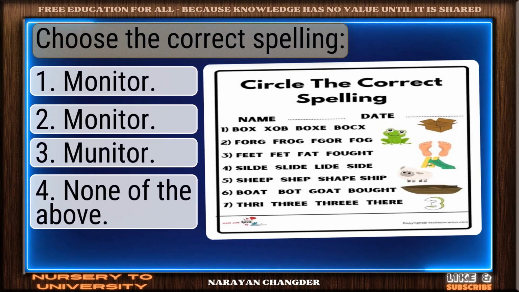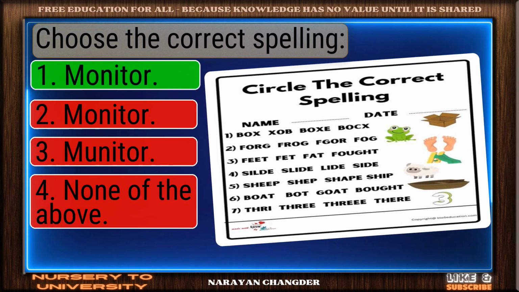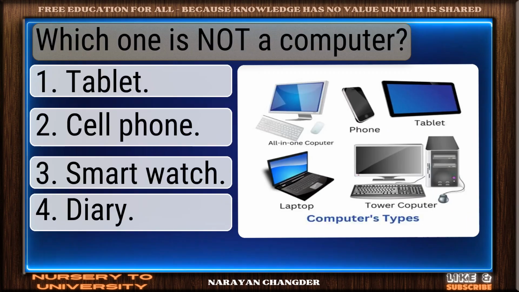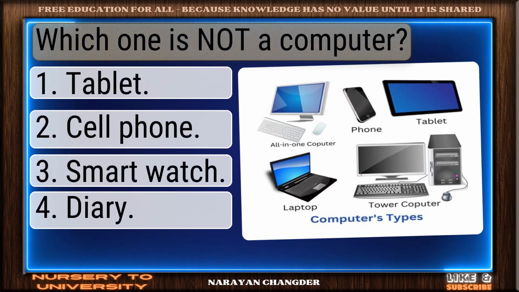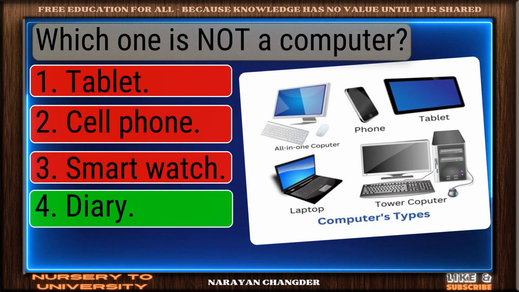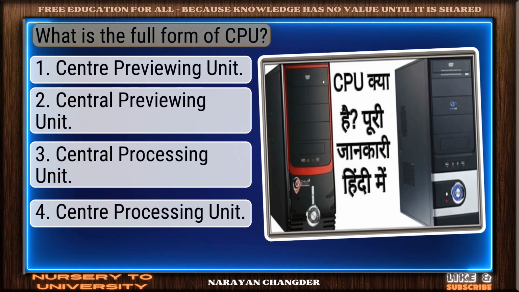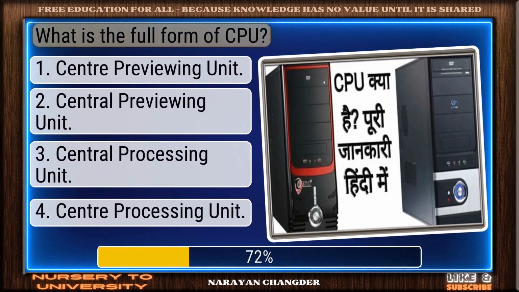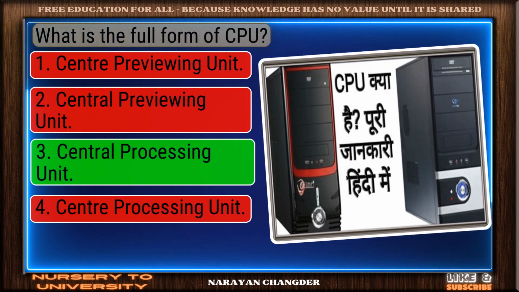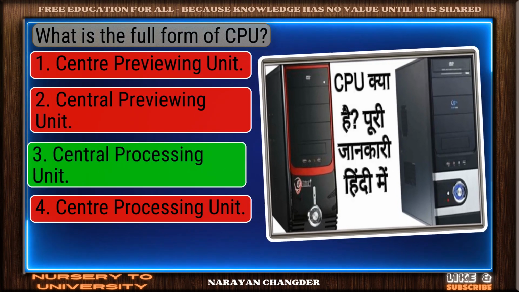Choose the correct spelling. Valid point. Monitor is true. Which one is not a computer? Good thinking. Diary is the right answer. What is the full form of CPU? Nice selection. Central processing unit is the correct and valid answer.